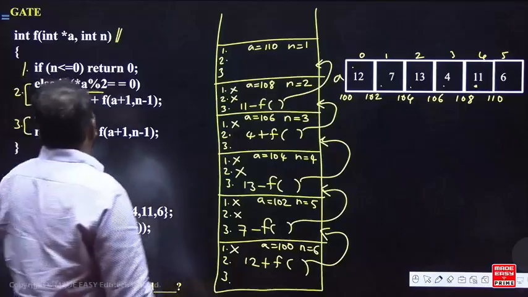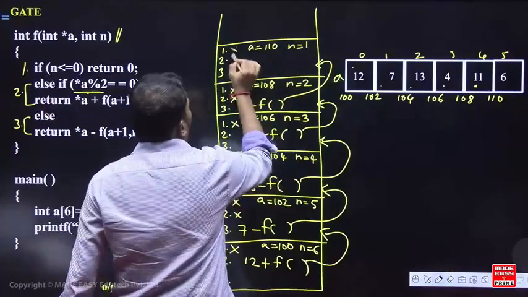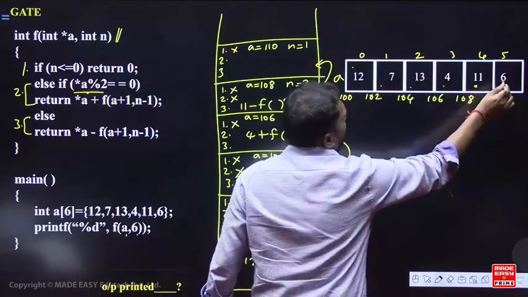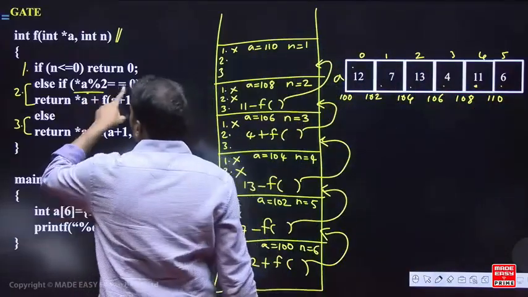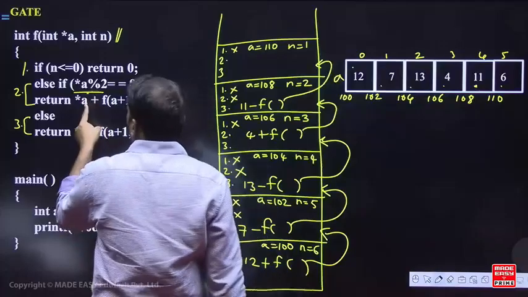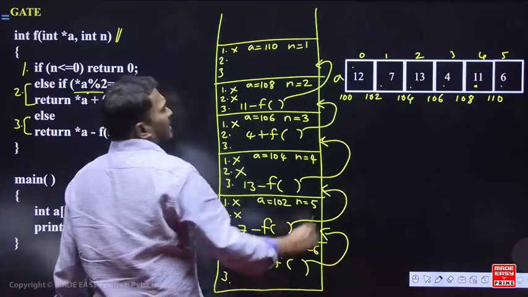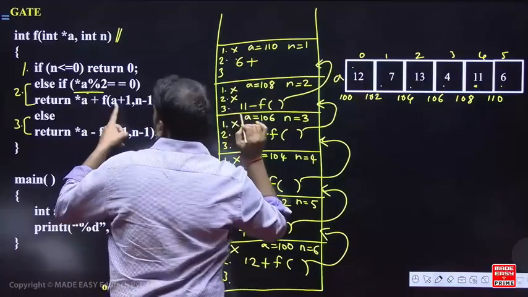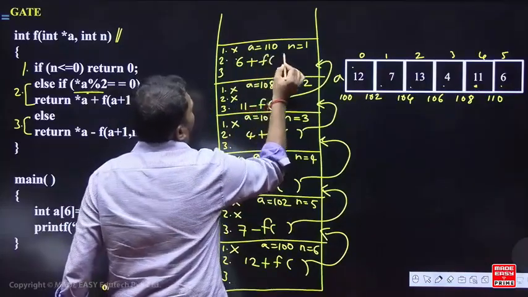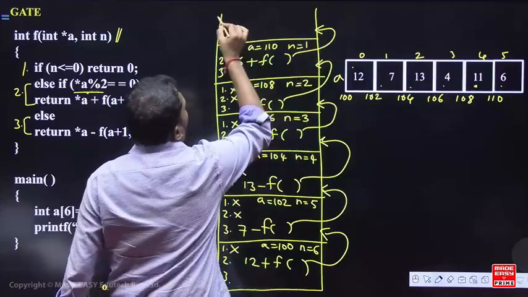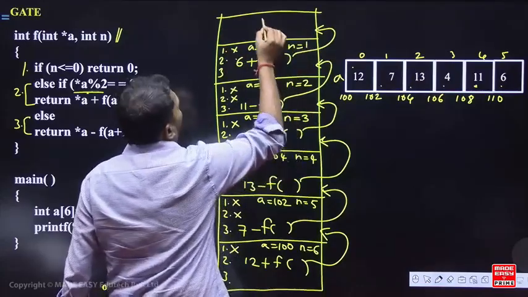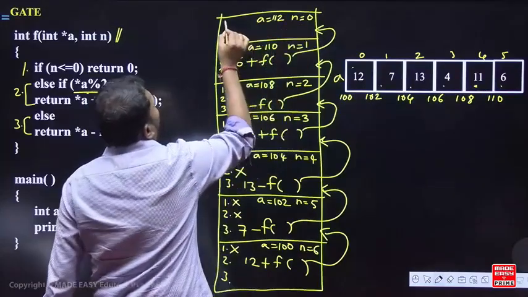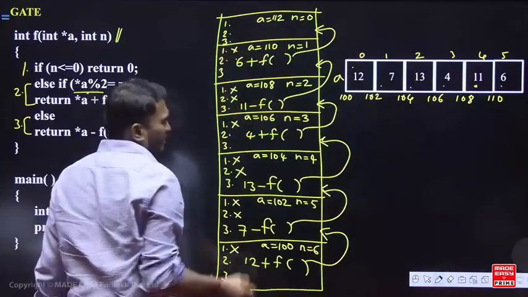Now same thing again. n less than or equal to 0, false, so it moves on. Now star a mod 2 equal to 0, value at the location 110 is 6. Now 6 mod 2 equal to 0, true. So star a plus f of a plus 1 comma n minus 1, star a is 6, plus f of a plus 1 comma n minus 1. It is recursively calling this function by passing a plus 1 comma n minus 1, so the a value is 112 and the n value becomes 0. So now again you have 1, 2, 3 statements.